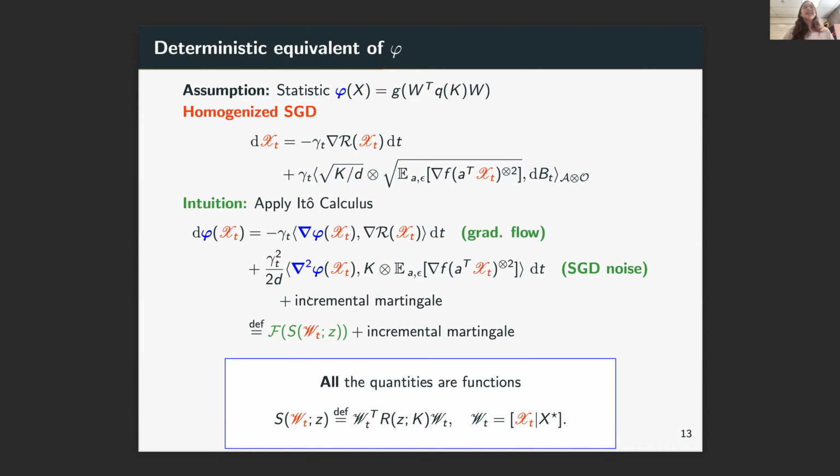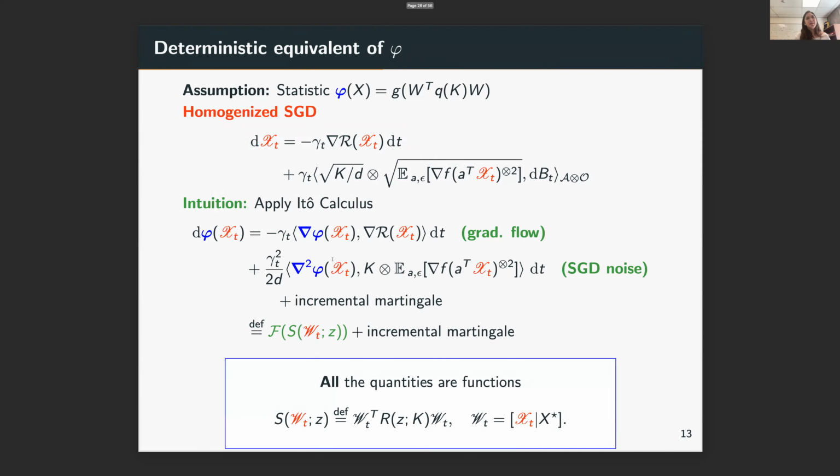And what you see is that d phi is equal to one term which is related to gradient flow, or gradient descent if you want. And the second term is the result of Ito calculus. It's the result of the noise produced by Brownian motion, which is actually related to the noise produced by SGD. So in gradient descent, you wouldn't necessarily have the second term. Then you get a martingale term, but let's just ignore that term. The key idea here is that the gradient flow and the SGD noise can all be written as functions of this S matrix.